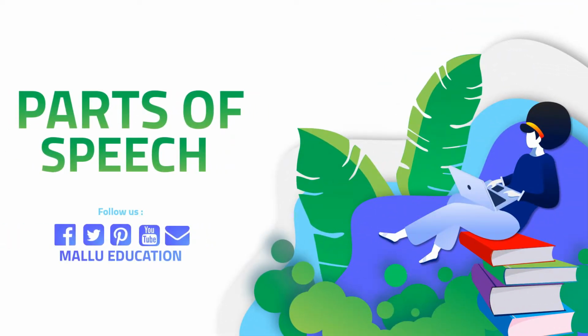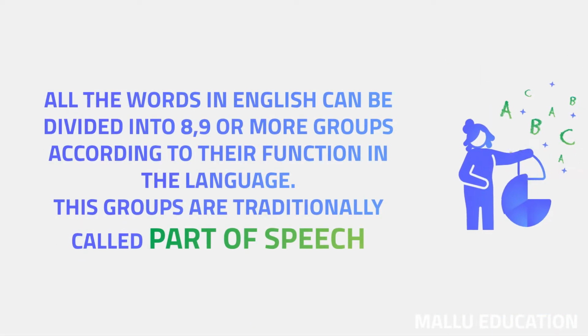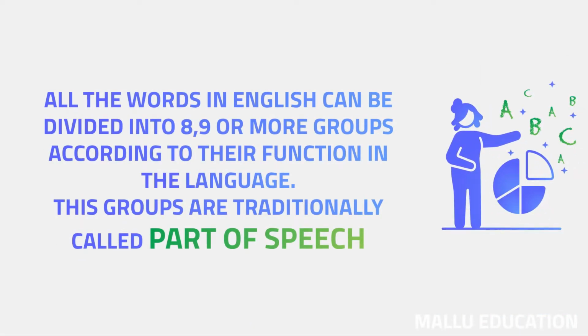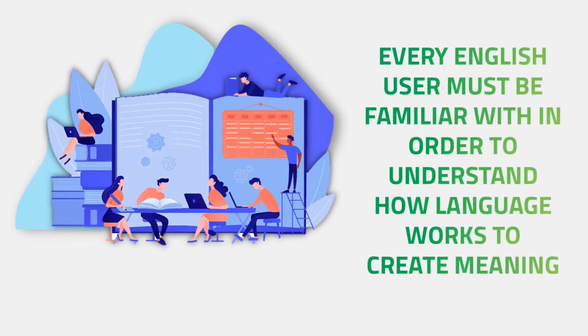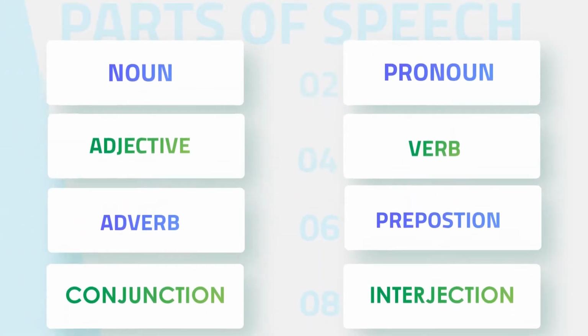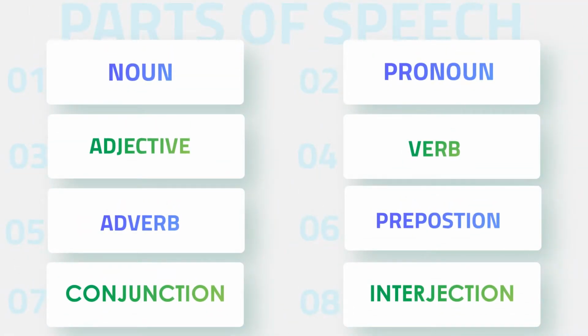Let's learn about parts of speech. All the words in English can be divided into 8, 9 or more groups according to their function in the language. These groups are traditionally called parts of speech. Every English user must be familiar with them in order to understand how language works to create meaning. Noun, pronoun, adjective, verb, adverb, preposition, conjunction, interjection are the 8 parts of speech in English.